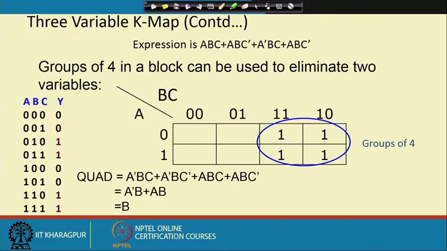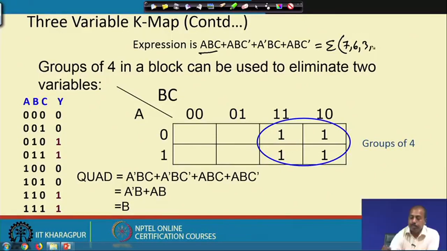Next we will see another example. Suppose we have an expression like A B C plus A B C bar plus A bar B C plus A B C bar. In index notation, A B C is 7. Then A B C bar is 6. Then A bar B C is 3, and A B C bar is written twice. So, there is something wrong in the example. This should be A bar B C bar, not A B C bar. So, A bar B C bar is 2. These are the 4 terms in index notation.